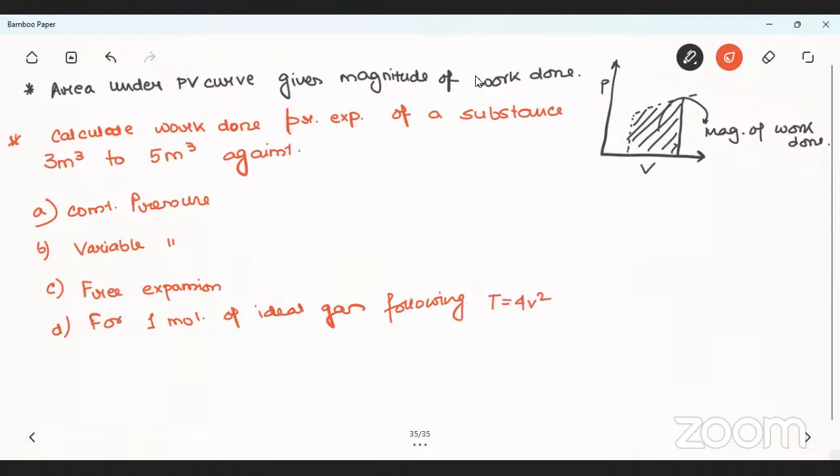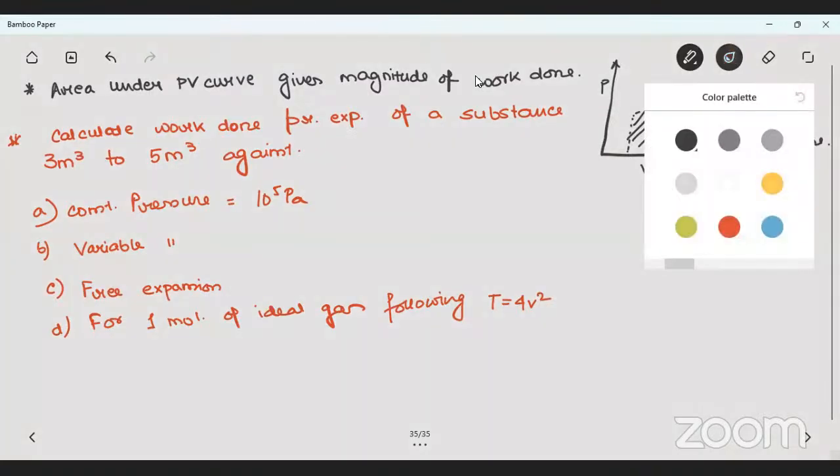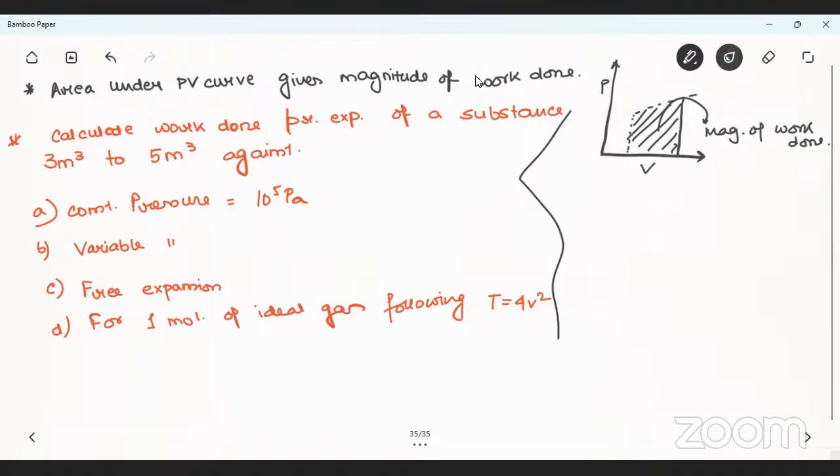Now try and solve this question first. Try and solve this question first. Okay, something I forgot to tell you. I'm writing one more condition here. After this, learn this. There is something else.